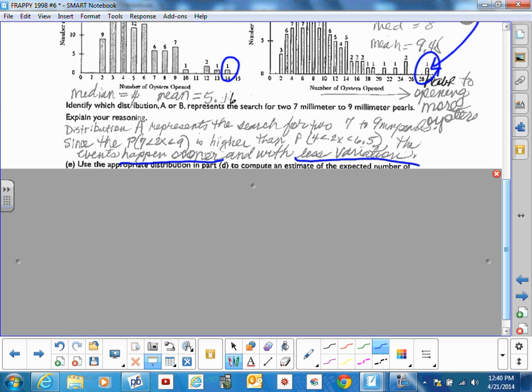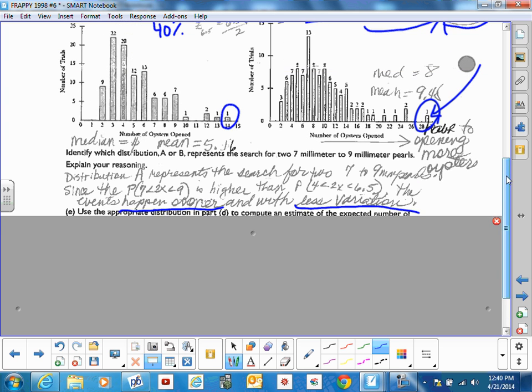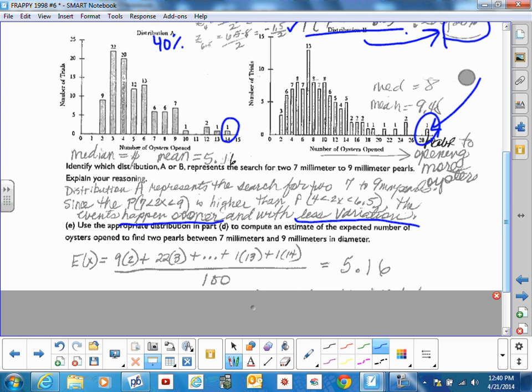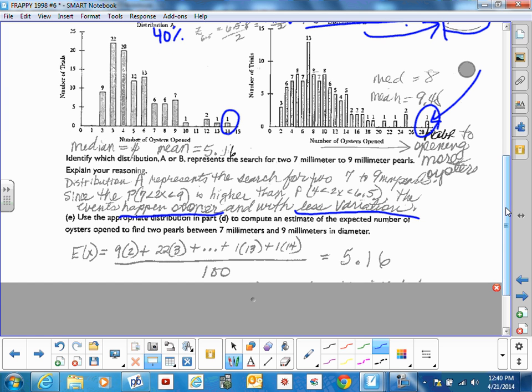Okay? Use the appropriate distribution to compute an estimate of the expected number. So you can do this: 9 times 2 plus 22 times 3 plus 30 times 4 plus 12 times 5 plus, and so on, divided by 100. Now, let me show you something real quick on your calculator, how you could have done that, okay? If you're interested in knowing this handy-dandy shortcut, let me show you.